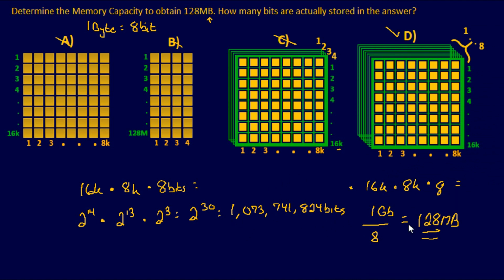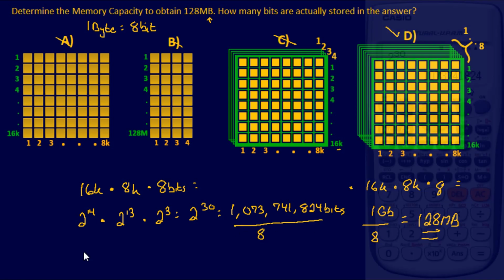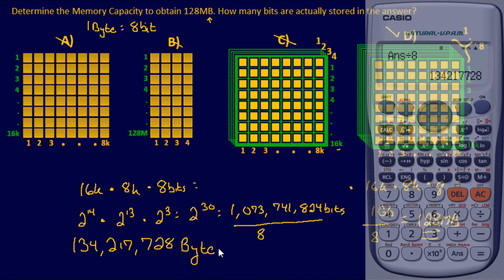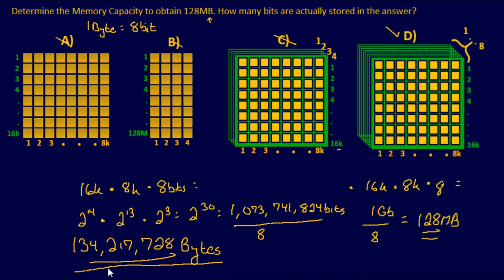Now, how many bytes are you getting? Are you actually getting 128 megabytes? So let's go ahead and divide this by 8 real quick, just to humor me. The actual total bytes you're getting, your word lengths you're getting, is 134,217,728 bytes. So you're not getting 128 megabytes, you're getting 134 megabytes.